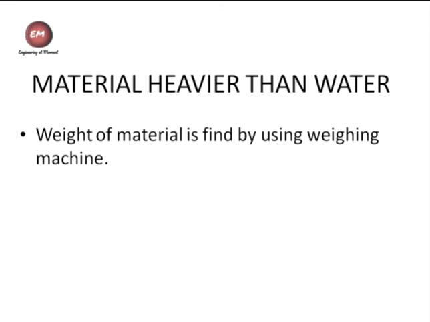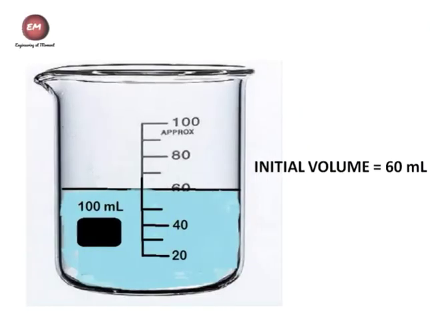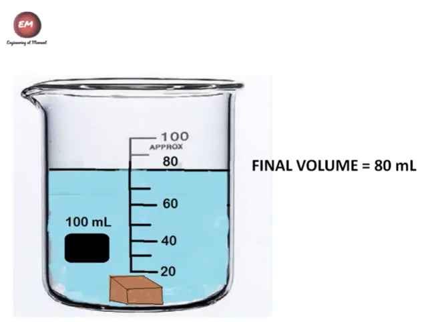Step 1 is, friend, we have to get a cut piece from the material of a small weight, and we'll get the weight of that cut piece using weighing machine in units of gram. Then we'll take a beaker and put some water in that beaker, and we'll note the initial volume of water. Here it is 60 ml. Then we'll put that cut piece into this beaker full of water, and we'll get the final volume, and we'll note that.